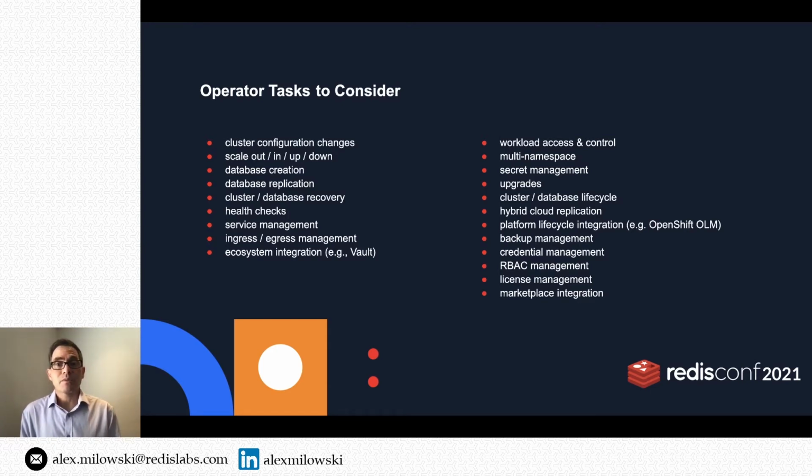There is backup management, the credentials for backup and various kinds of workloads. And RBAC is another mechanism of Kubernetes for access control. You have licenses that are coming from somewhere, and you have marketplaces that allow you to deploy and subscribe and pay for the software that you're using. And those are also things that you would like the operator to do. So all of these things are various kinds of tasks that you want your operator to be able to do for you, whether it's an open source operator or whether it is a Redis Enterprise operator.